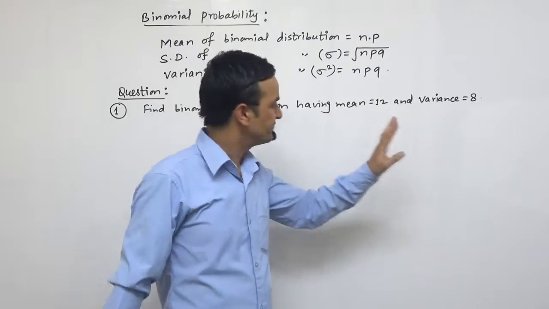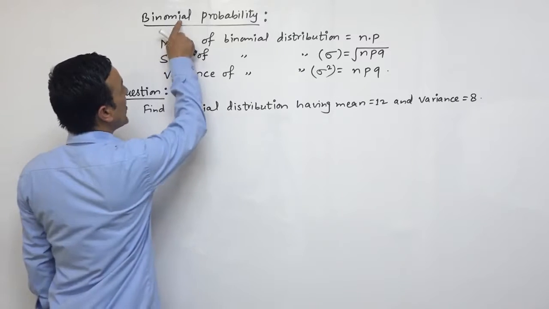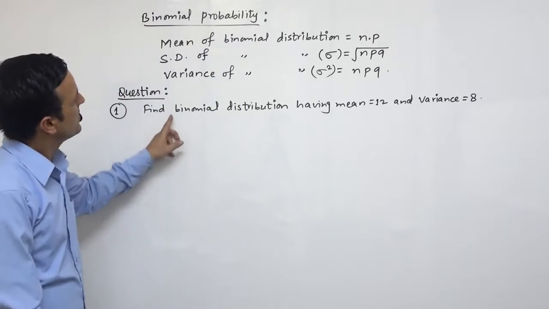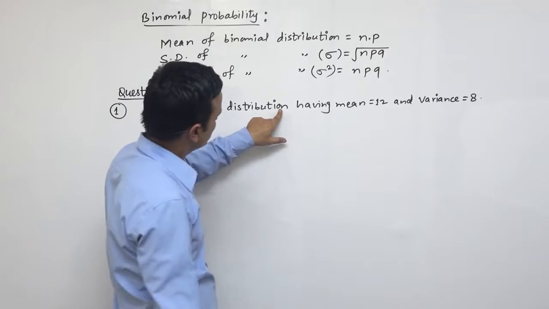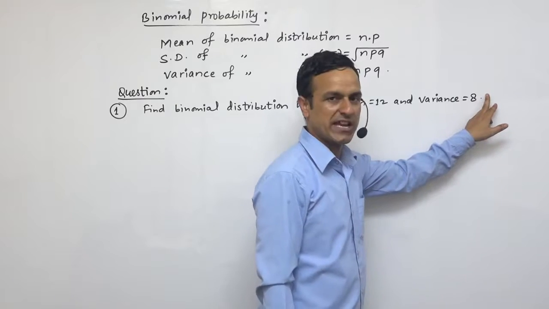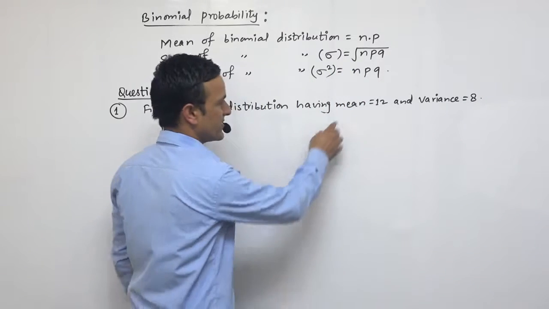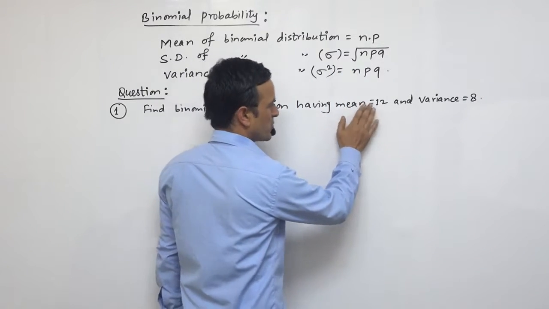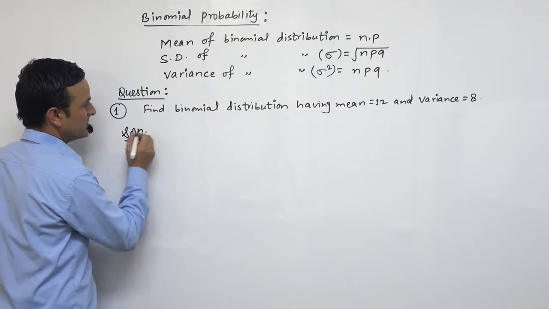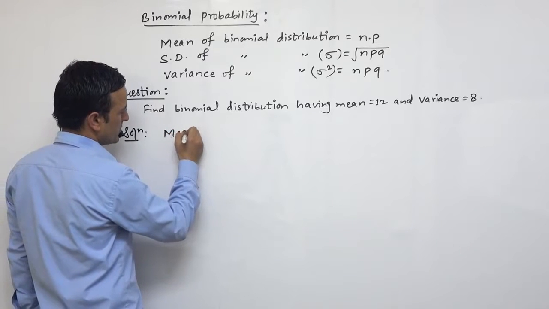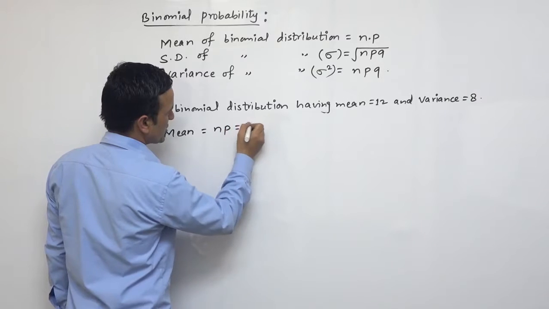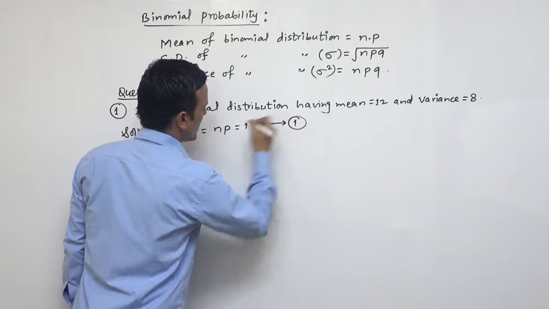This is one question related to binomial probability. Find the binomial distribution having mean equal to 12 and variance equal to 8. So these are the provided information, let us write them first here. Solution. Mean means np, and np is equal to 12. So this is equation 1.